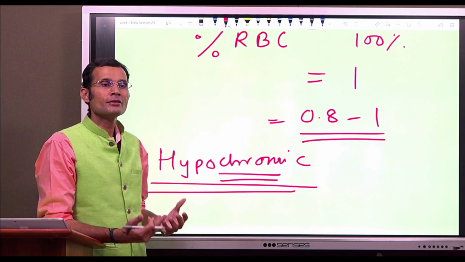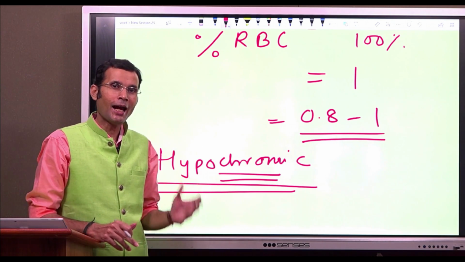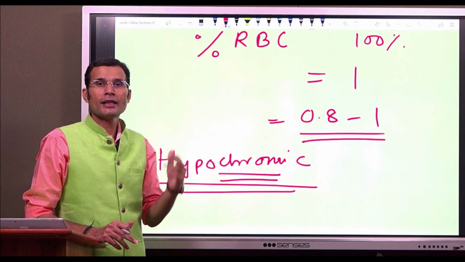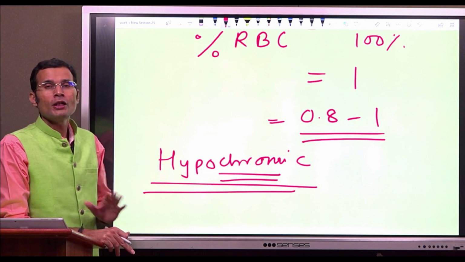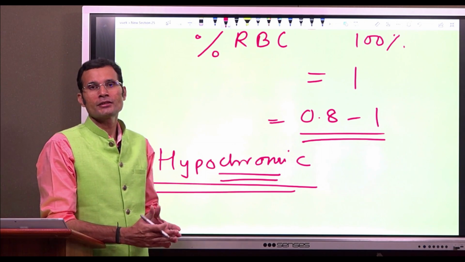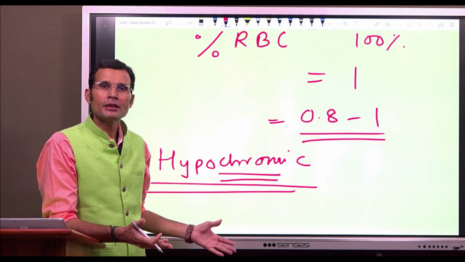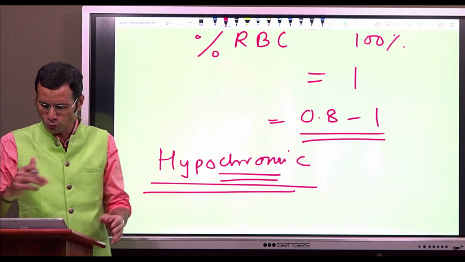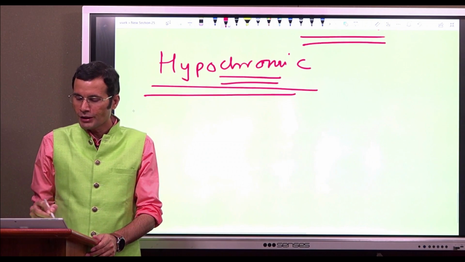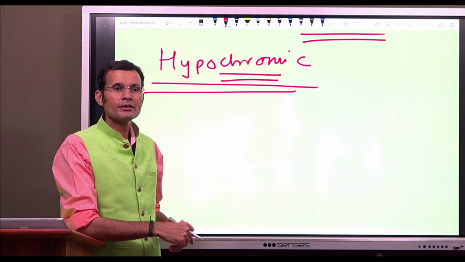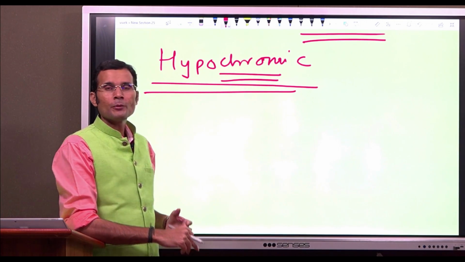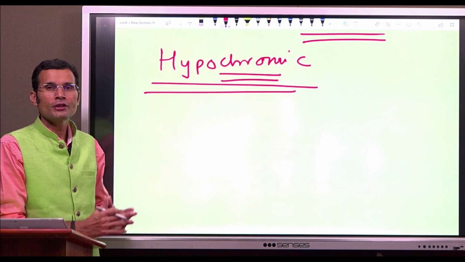Basically, the color of RBCs is because of the hemoglobin and the iron inside that hemoglobin, and therefore hypochromic anemia generally results from iron deficiency anemias. So these are some of the blood indices which we use for our diagnosis of certain anemias.